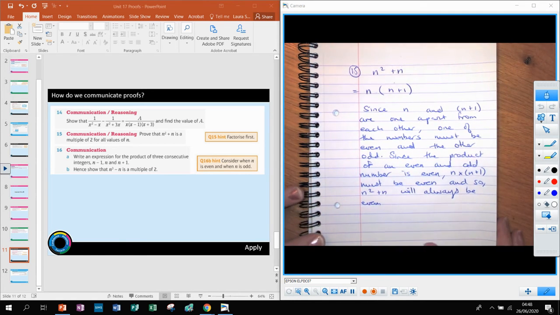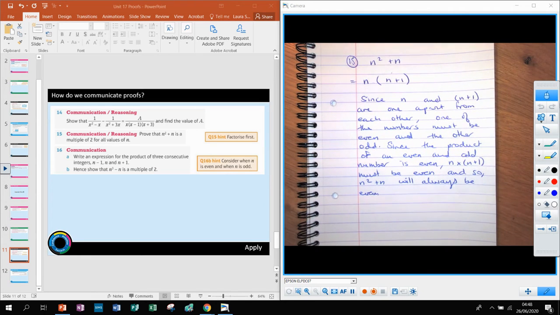Now, you may think that's a lot of writing, but remember that this is a communication question. It's a proof. If this is a 3-mark question, most of your marks are coming from your explanation, so you need to make sure it's very clear. It doesn't matter if it's a bit repetitive. I'd rather it be clear, and then that way we guarantee that you get the mark you deserve for that.